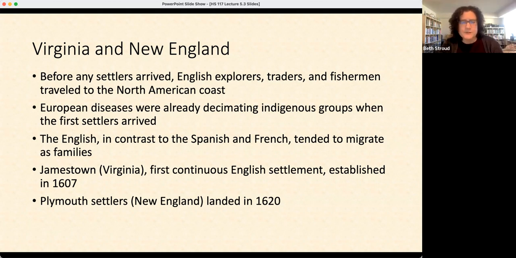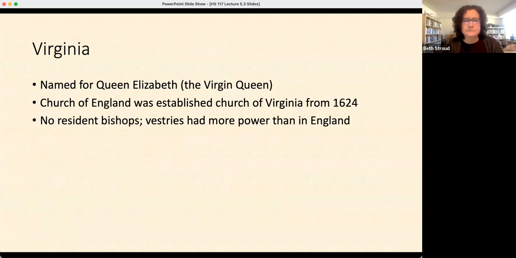Jamestown, the first continuous English settlement in North America, was established in 1607. And the Plymouth settlers in New England landed in 1620. A few notes about Virginia, named for Queen Elizabeth, the Virgin Queen.